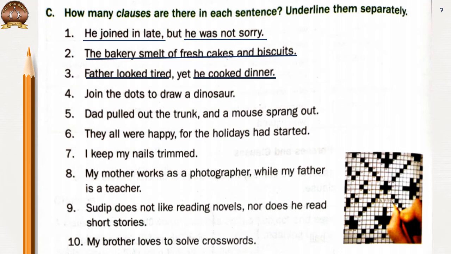Join the dots to draw a dinosaur. Okay. Now this sentence is an imperative sentence for which the subject is hidden. The subject is you. So join is the verb here, and there is just one verb here. So this is a single clause sentence. Okay. Like this you solve, and you can pause the video and check the answers afterwards.